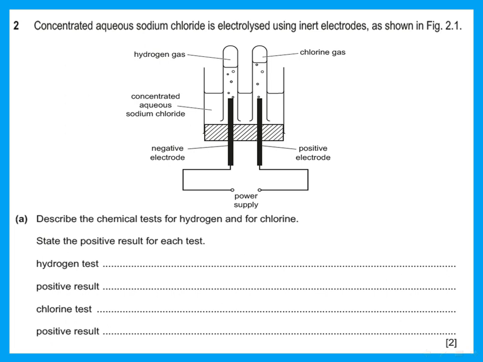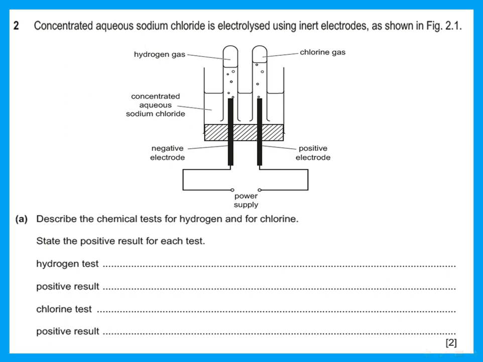Concentrated aqueous sodium chloride is electrolyzed using inert electrodes as shown. So he has electrolysis of concentrated aqueous sodium chloride. First of all, he's saying describe the chemical tests for hydrogen and for chlorine. He's showing me that when I do electrolysis of concentrated aqueous sodium chloride, I get hydrogen gas and I get chlorine gas. So what is the test for hydrogen gas?